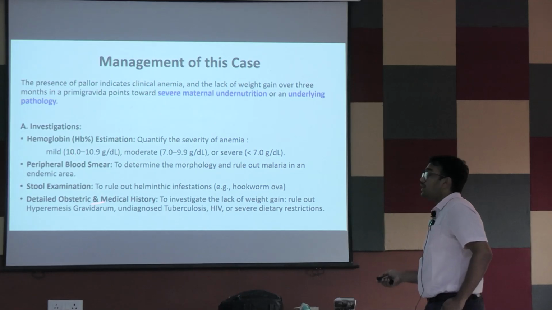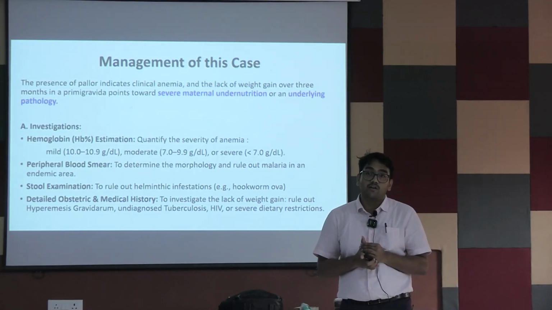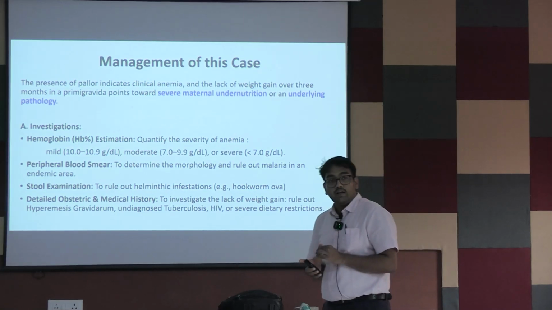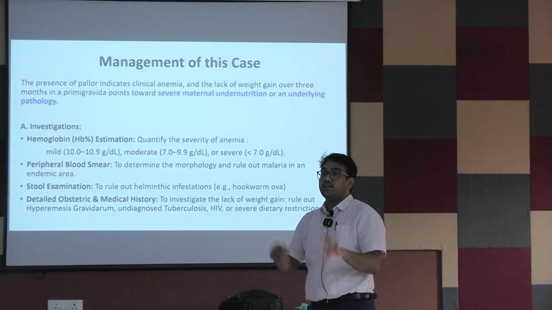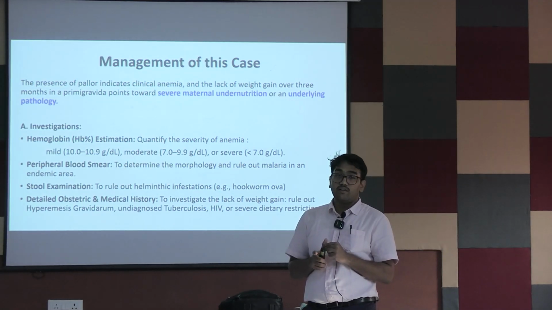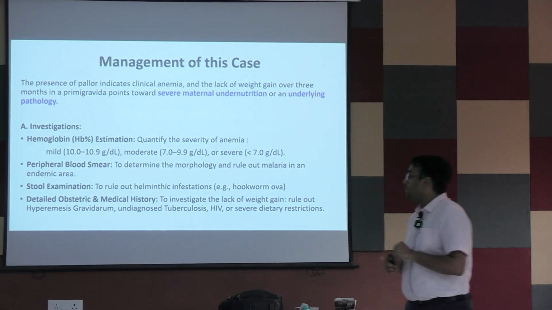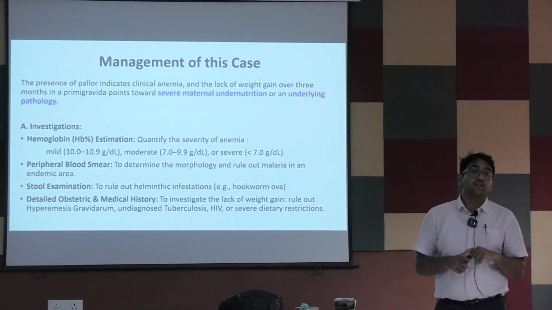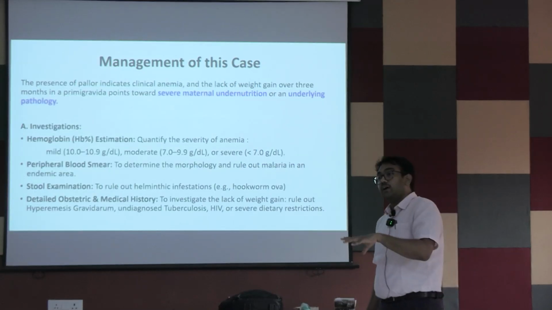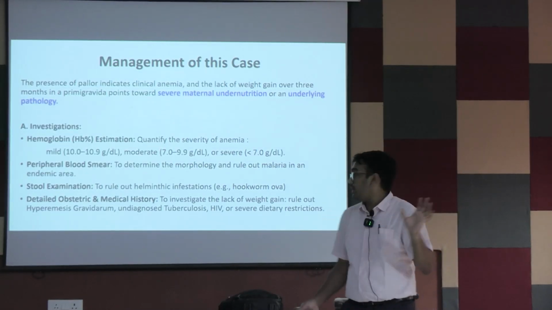Next, stool examination. As we know, one of the commonest causes of chronic blood loss is helminthic infestation, and in rural India, where people commonly walk barefoot outside, helminth infestations are very common. So we will do a stool examination and then a detailed obstetric and medical history to look for other complications, whether she has any other illness or any other problem.